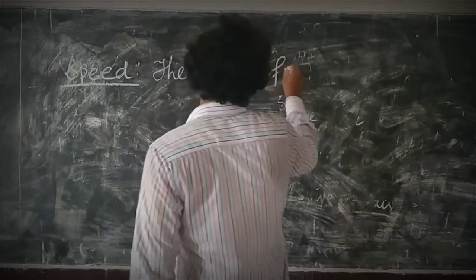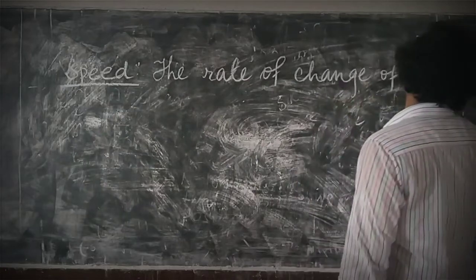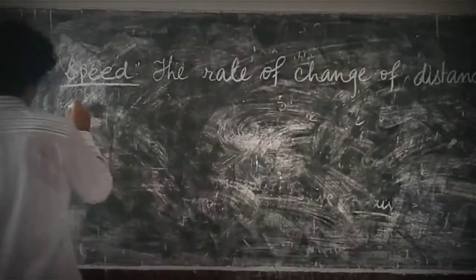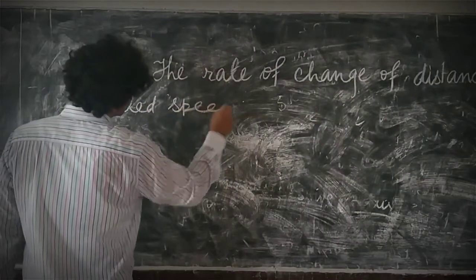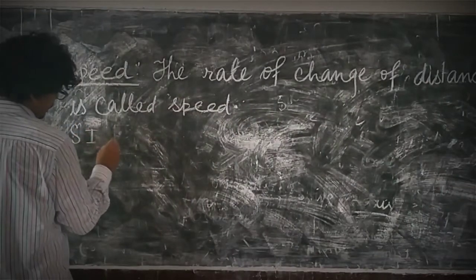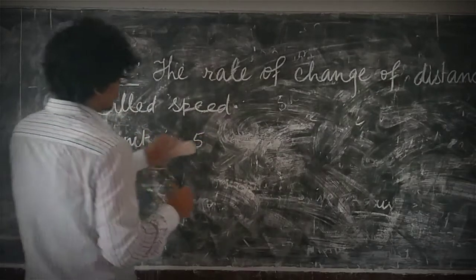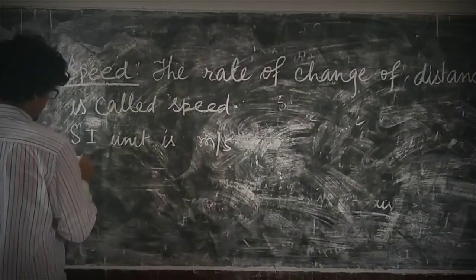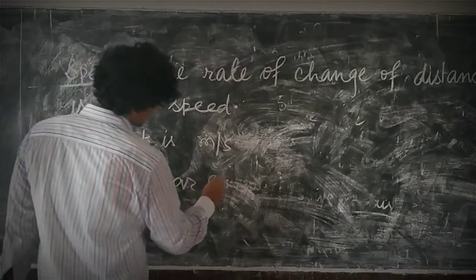The rate of change of distance is called speed. Its SI unit is meter per second. It is a scalar quantity.